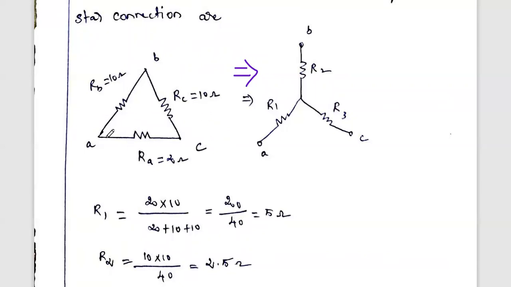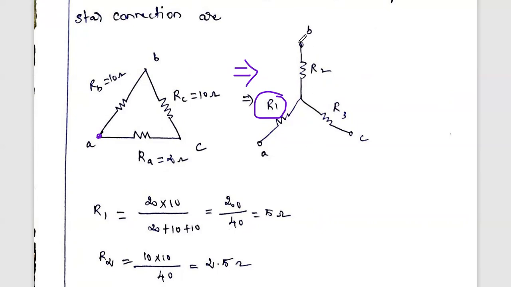If you want to convert this delta into star, consider the value R1. This resistance R1 is connected at node A with respect to the neutral node. In the delta network, look at node A. What are the two resistances connected at node A? RB and RA. You multiply these two resistances divided by the sum of all three resistances, and this is R1. So R1 equals 20 into 10 divided by the sum of the three resistances, 20 plus 10 plus 10. The answer is 5 ohms.